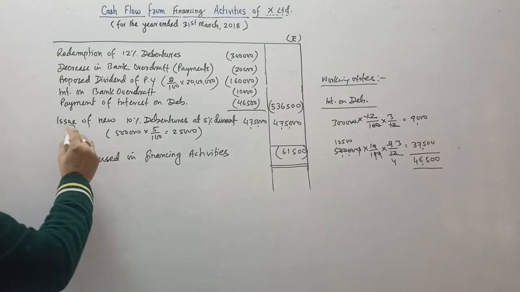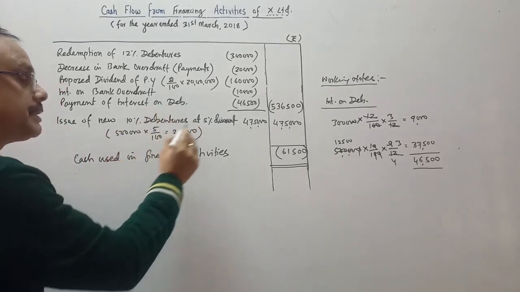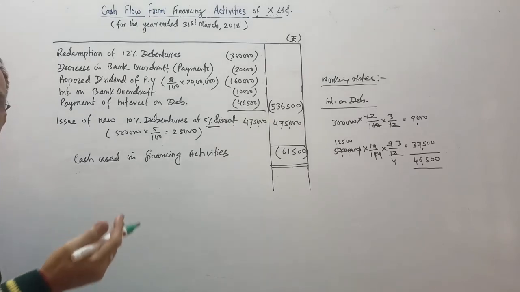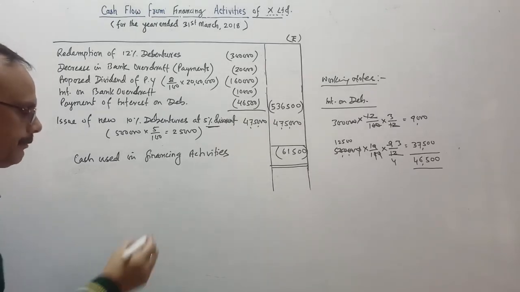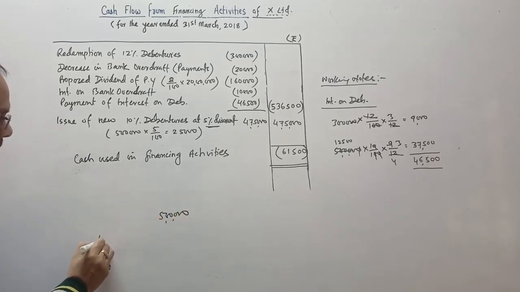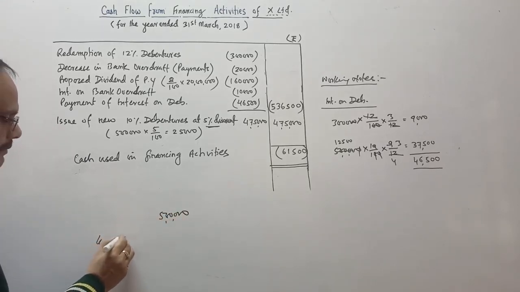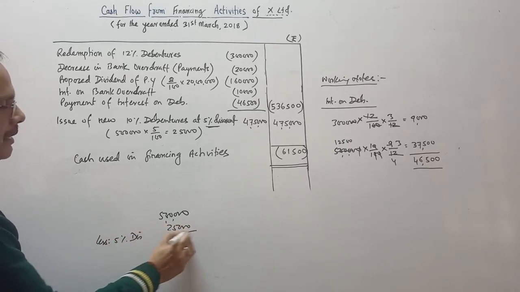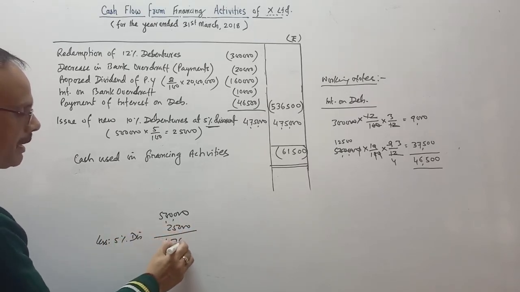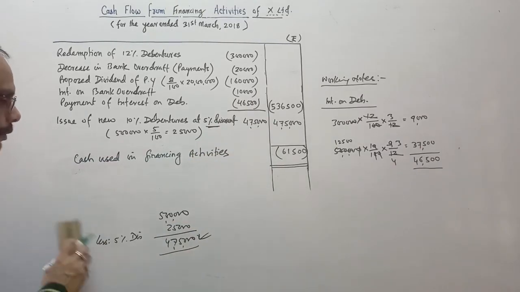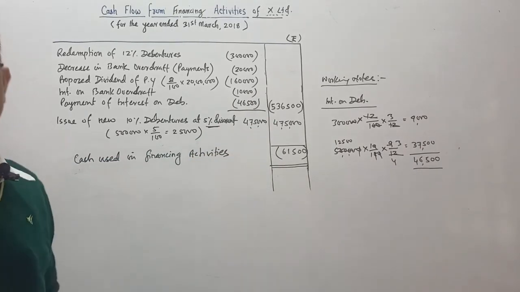There is only one inflow, issue of new debenture, which is issued at a discount of 5%. Debenture is 5 lakh, and when it is issued at a discount of 5%, you reduce 5% discount. So 5% is 25,000. So in business the money will come 4,75,000. This is the inflow. 4,75,000 is the inflow from issue of debenture.